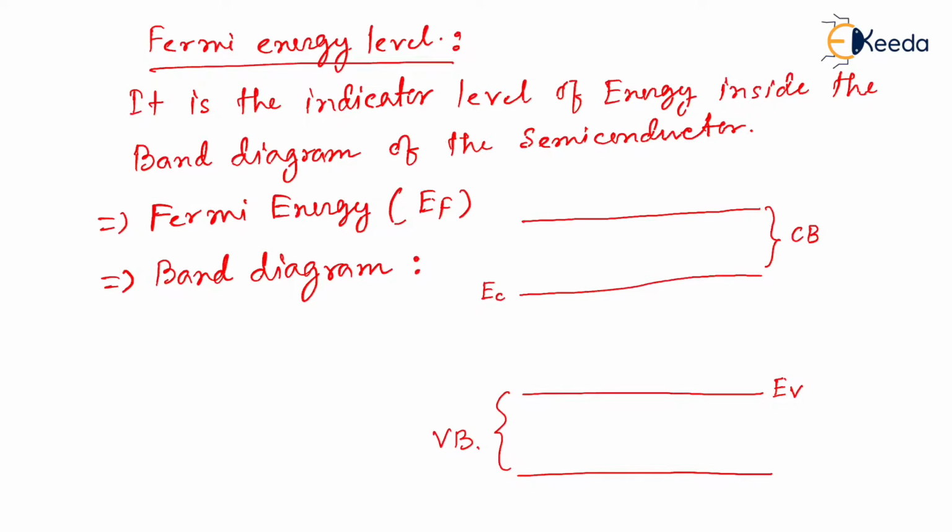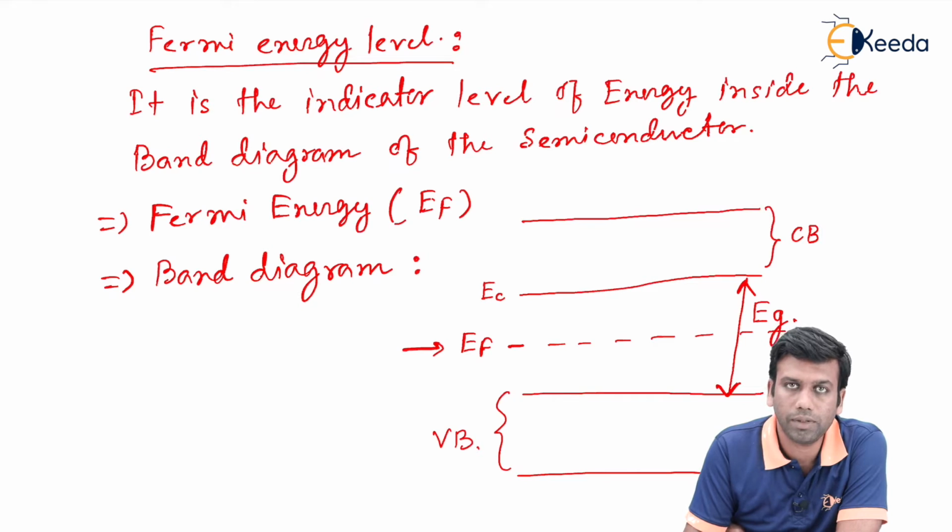Now the Fermi energy level is the pictorial view of the Fermi energy EF inside the band diagram. So the Fermi energy level will be a virtual energy level EF within the band gap of the semiconductor, that is the EG. So this EF is nothing but an indicator level of the Fermi energy EF inside the band gap of the semiconductor, and this is all about the Fermi energy level of the semiconductor.